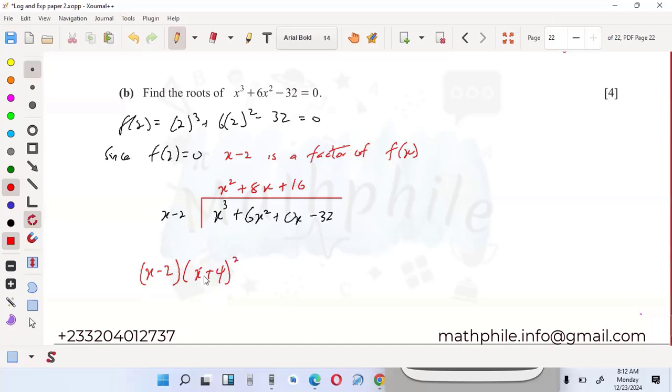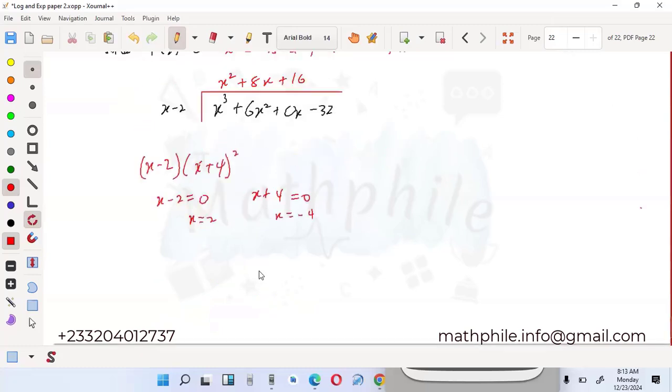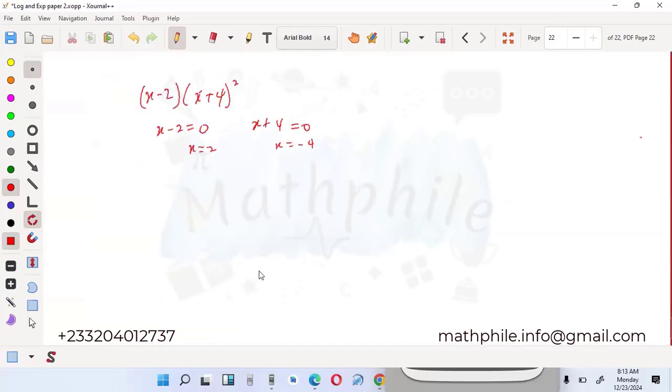So x minus 2 equals 0, x plus 4 all squared equals 0. So x equals 2 and x equals negative 4. And that will answer the question. Are we good? Oh, we are not done.